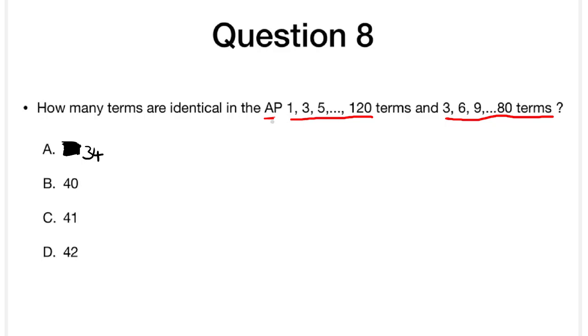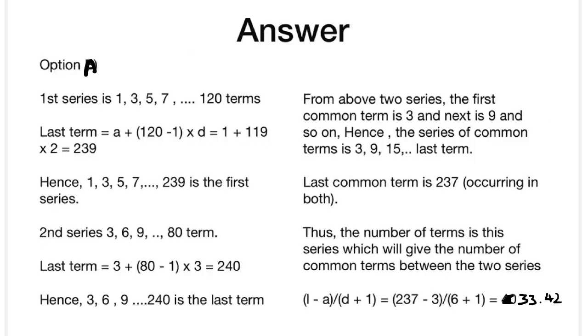For the arithmetic progressions, the common difference of the first is 3 minus 1, which is 2, and the common difference of the second is 6 minus 3, which is 3. So we'll see what the answer is going to be. It's really simple.